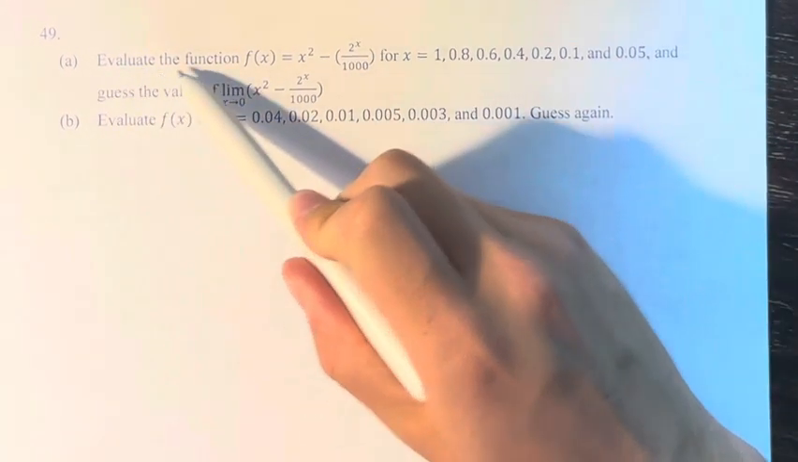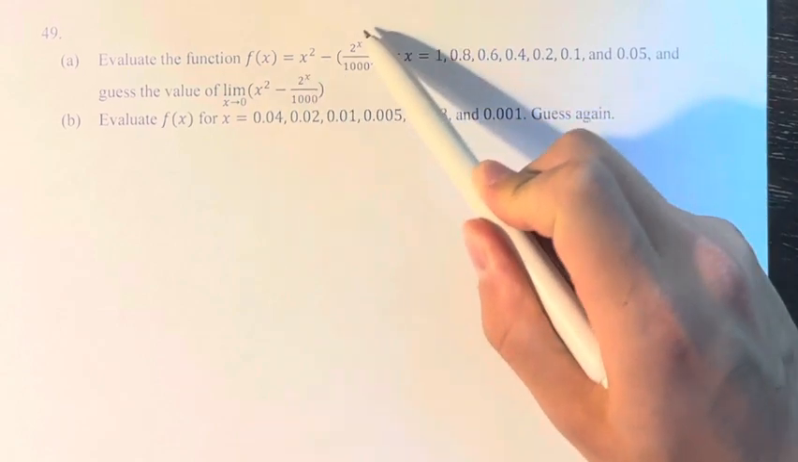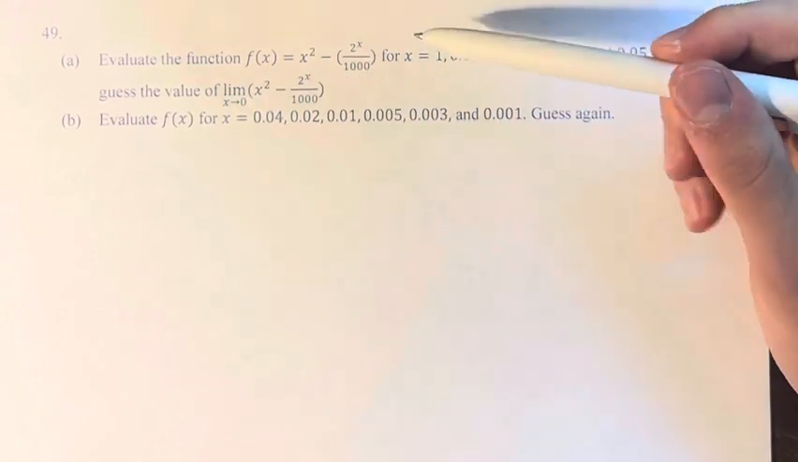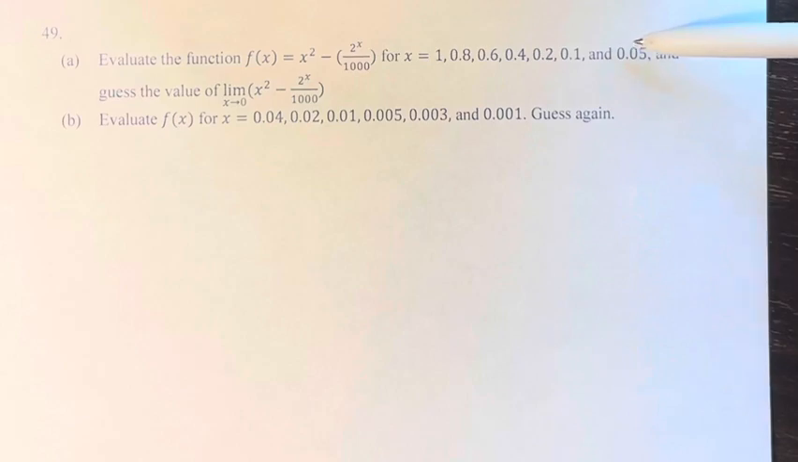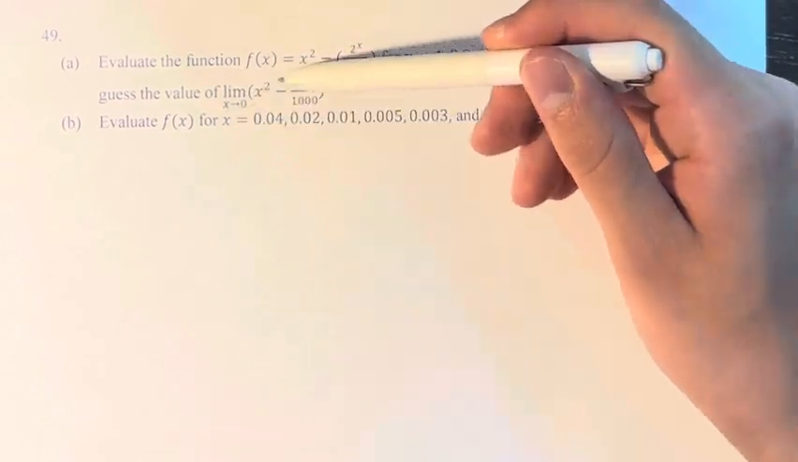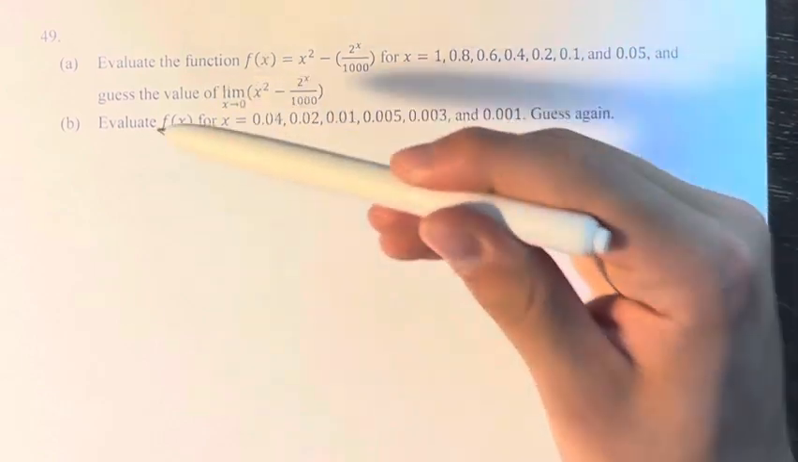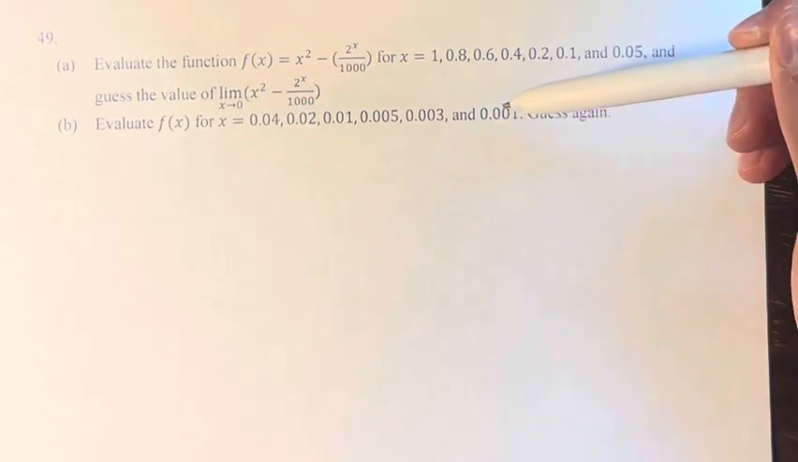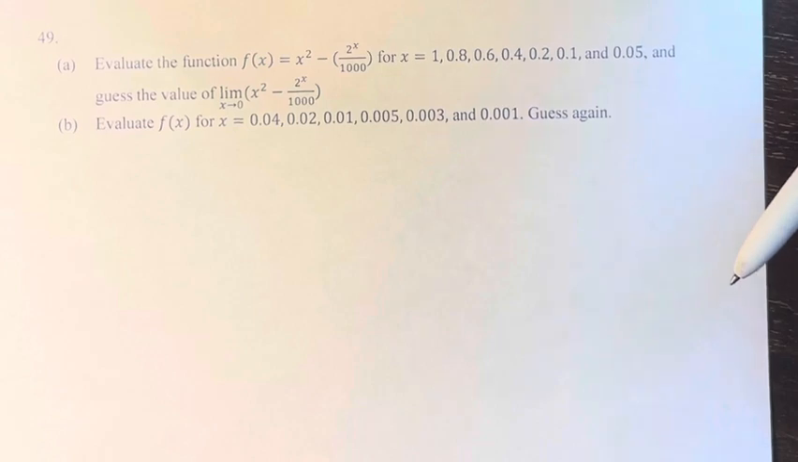In this problem, we're asked to evaluate the function f of x is equal to x squared minus 2 to the x over 1000 for x is equal to 1, 0.8, and so on. And then we're asked to guess the value of the limit as x approaches 0 of the function. And then we're asked to evaluate the function for these values and then guess again what the limit is.